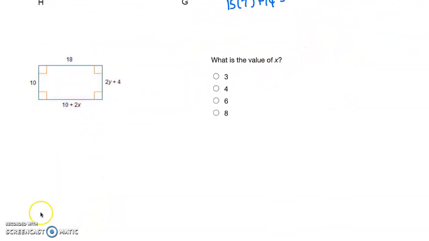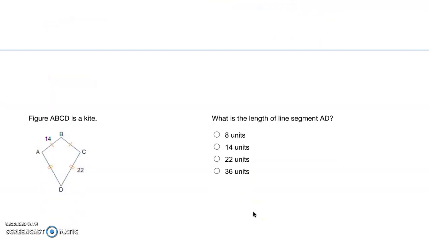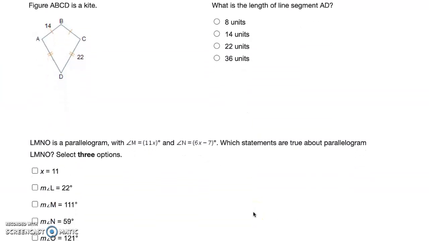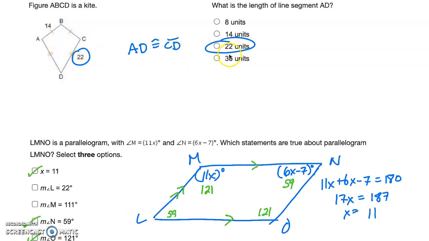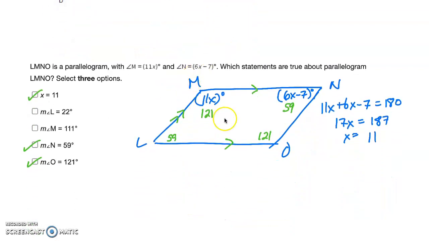Okay, pause the video and see if you can solve for x in this one. You should get x equals 4. Pause the video and try these two problems and then come back and check. Because these sides are congruent, AD is 22. In this case, we have to set this up. We know supplementary angles equal 180. We can solve for x, and then we can follow through and find out all the rest of those angles based on what we know about parallelograms.